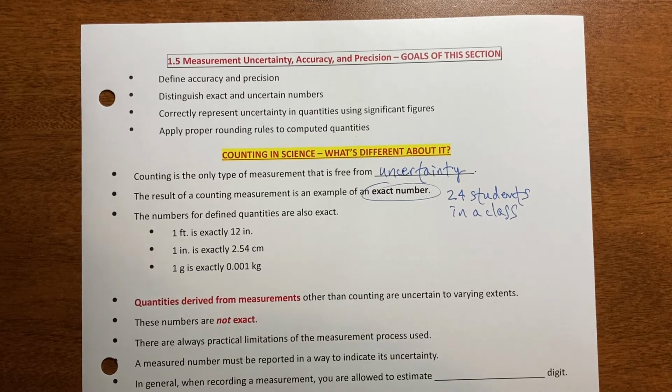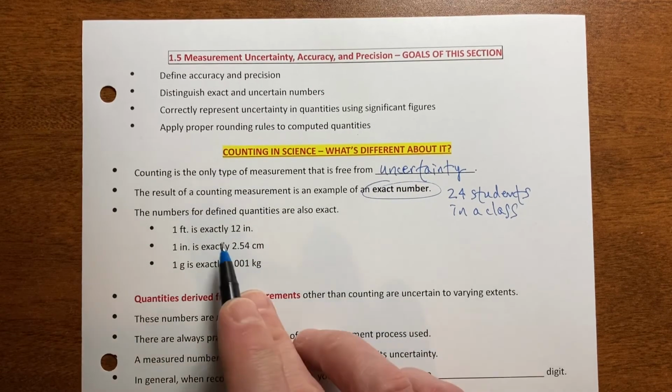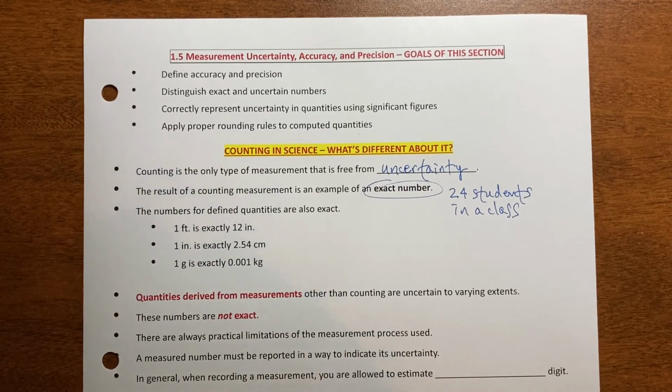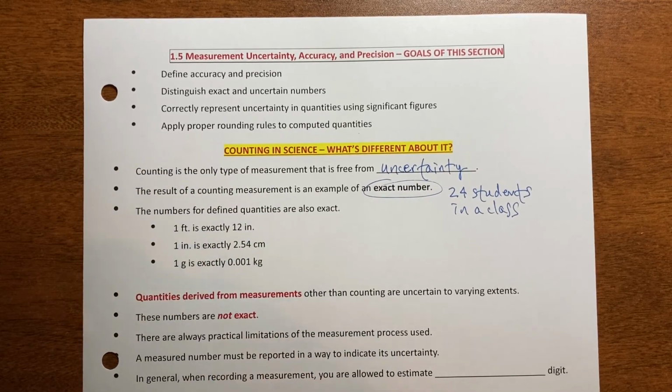Some of the defined quantities for measurements are also defined as exact. 1 foot is exactly 12 inches. 1 inch is exactly 2.54 centimeters. 1 gram is exactly 0.001 kilograms, and so on.